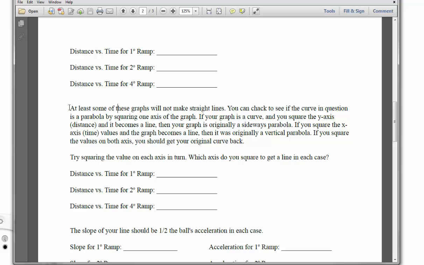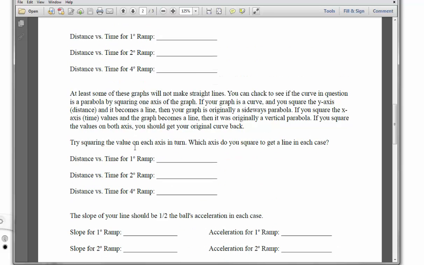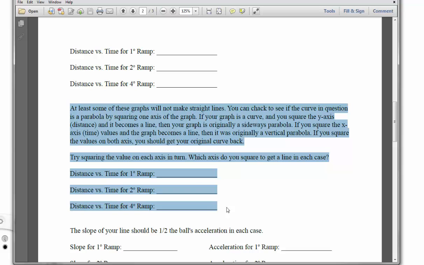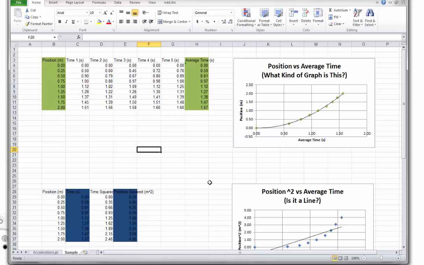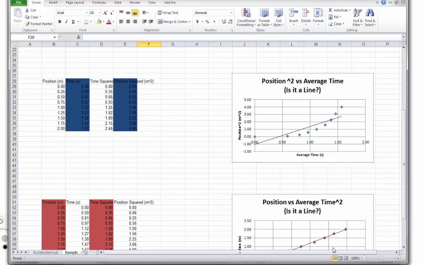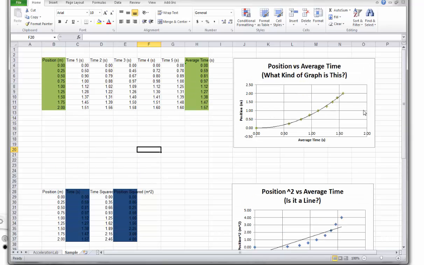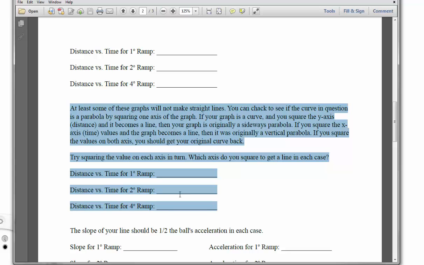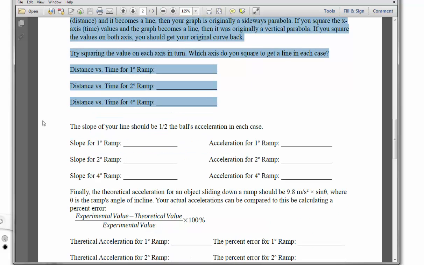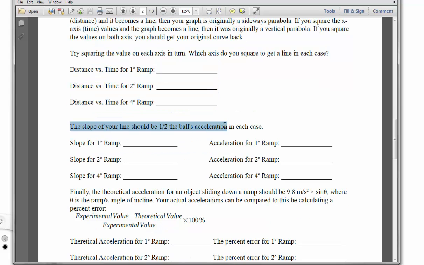And then this process right here is for basically taking your data and squaring your axes to make these graphs. And once you've made these graphs, one of them may be a line, and that tells you whether this was a parabola or not, and whether it's a vertical parabola or a horizontal parabola or what have you. So then this part right here, the slope of your line is 1/2 the ball's acceleration in each case.